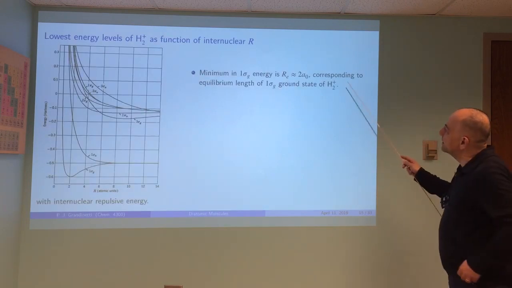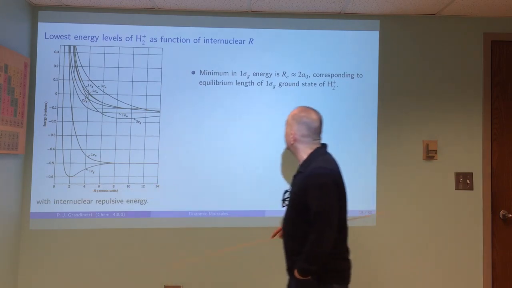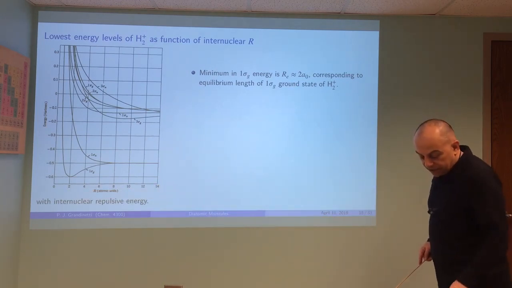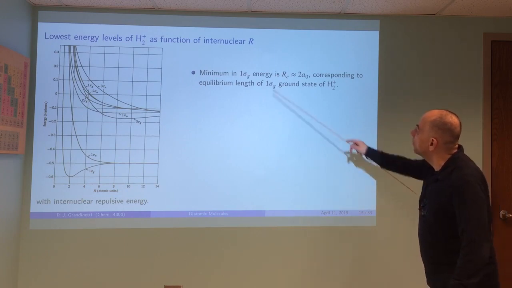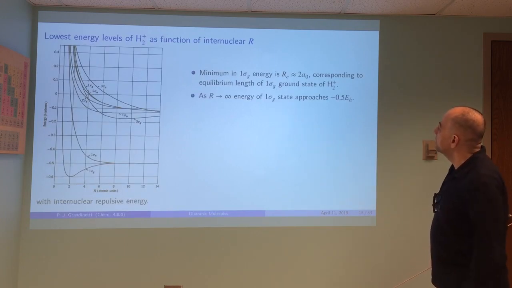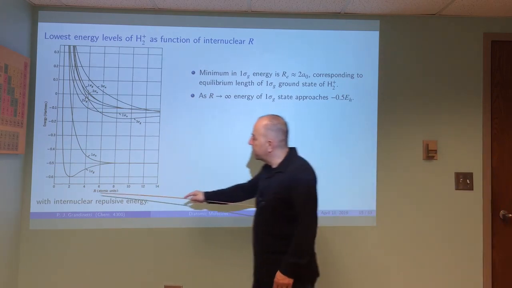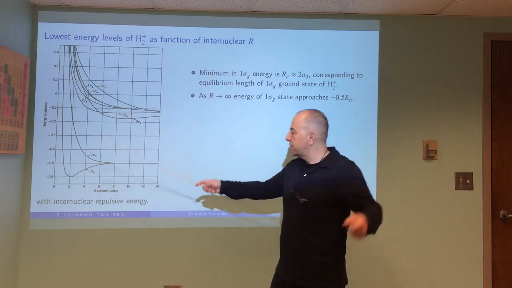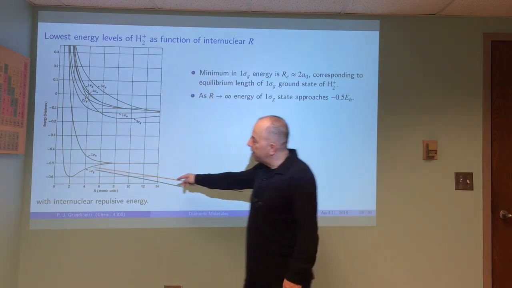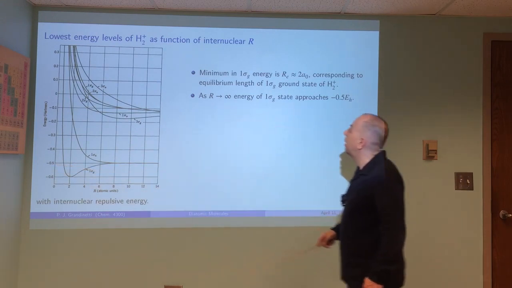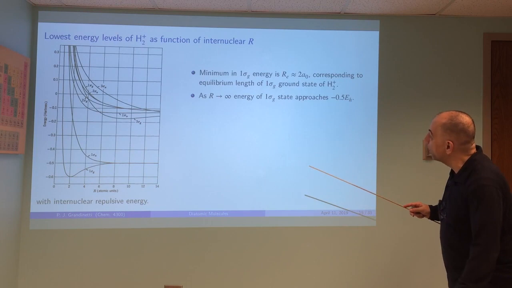So the first thing we see, as I pointed out, is that the minimum in the energy is down here around 2 atomic units, so 2 Bohr radii for the distance, and that's the 1 sigma g state. That's the ground state. And you can see that as we increase the distance between the protons, the energy goes up, and eventually it levels off at minus 0.5 Hartrees, okay? And that should make perfect sense, right?